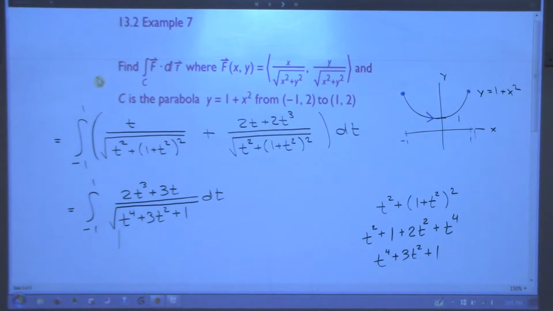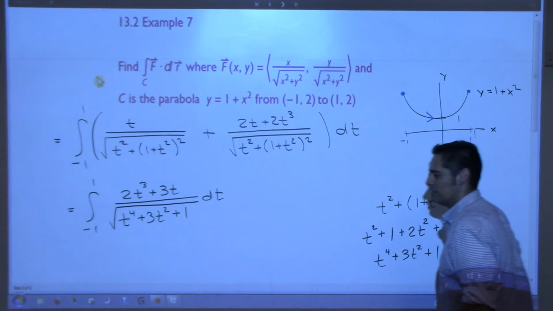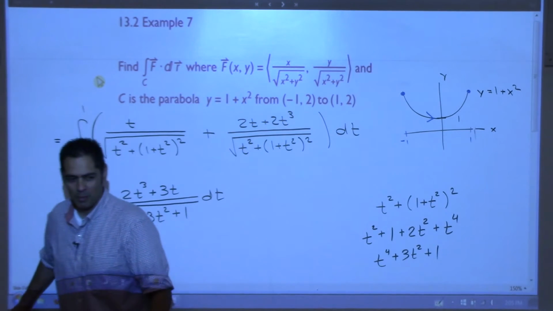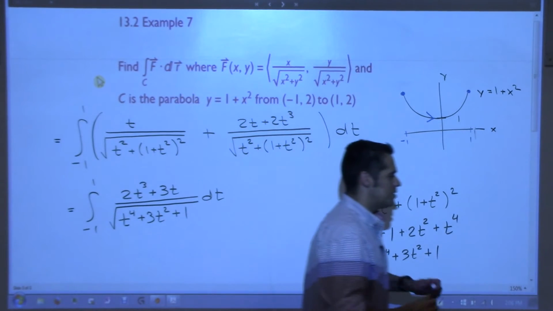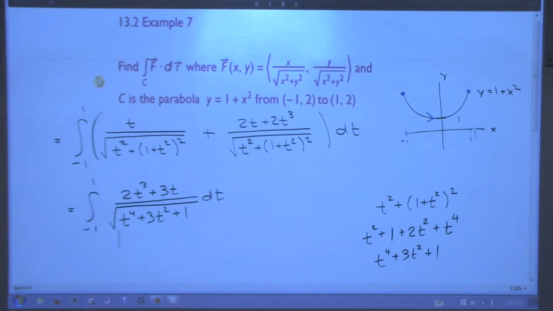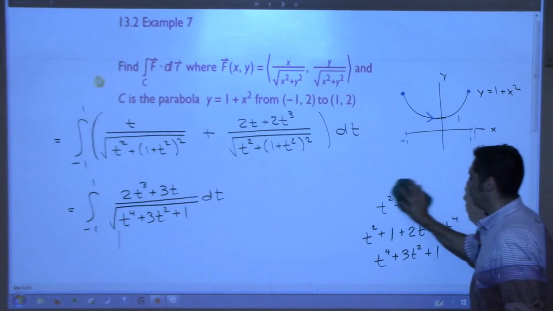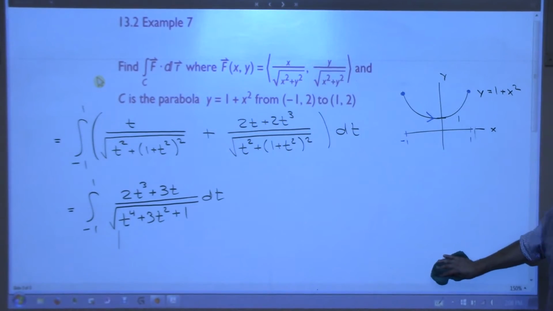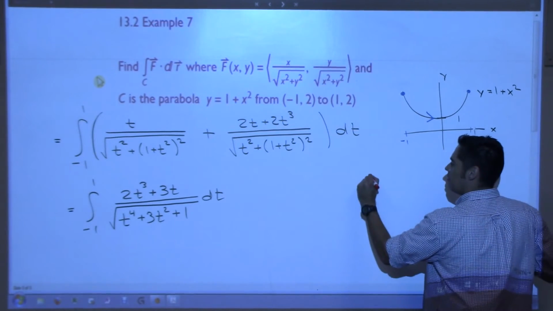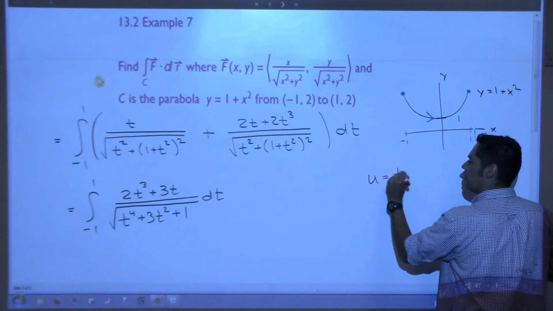U sub. It just so happens that they made this problem work for you. What's the U sub? U is the whole thing inside the radical, right? So let's do it. We're going to go ahead and work this all the way through.